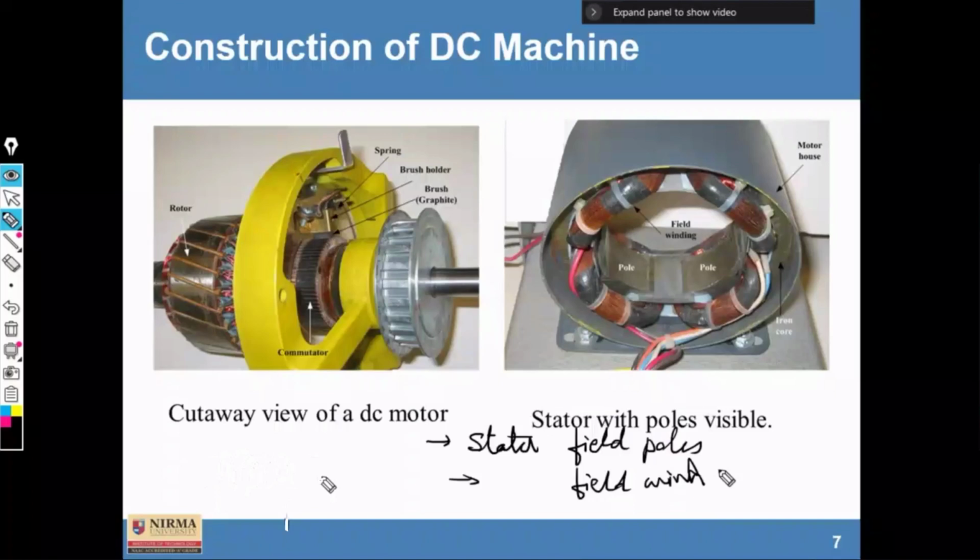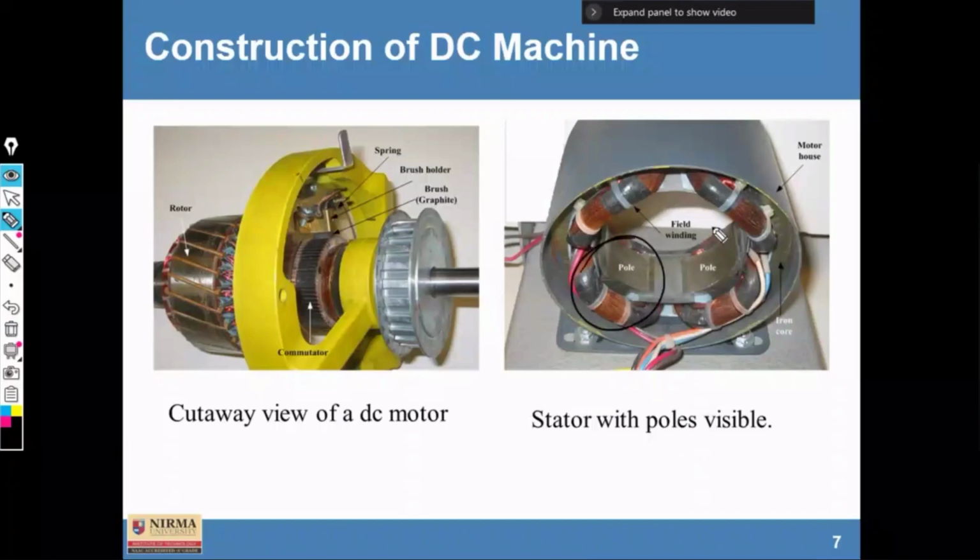Now what is the function of this field pole and field winding? It creates a magnetic field, which is a stationary magnetic field. It is like N and S.